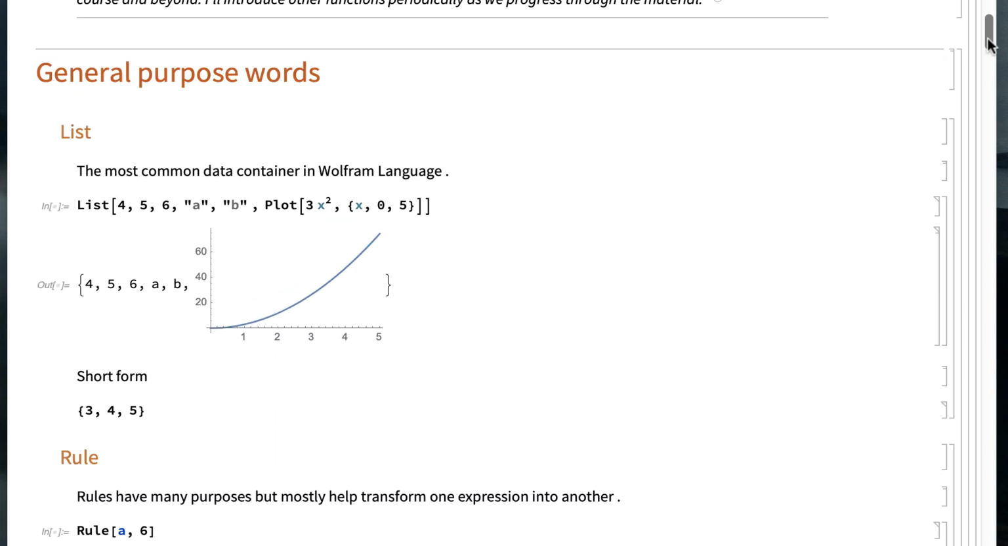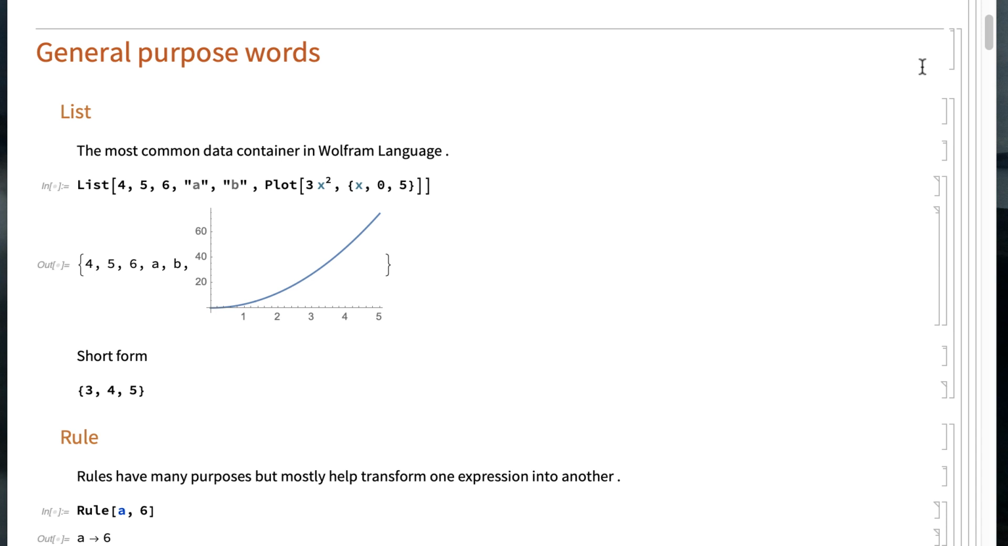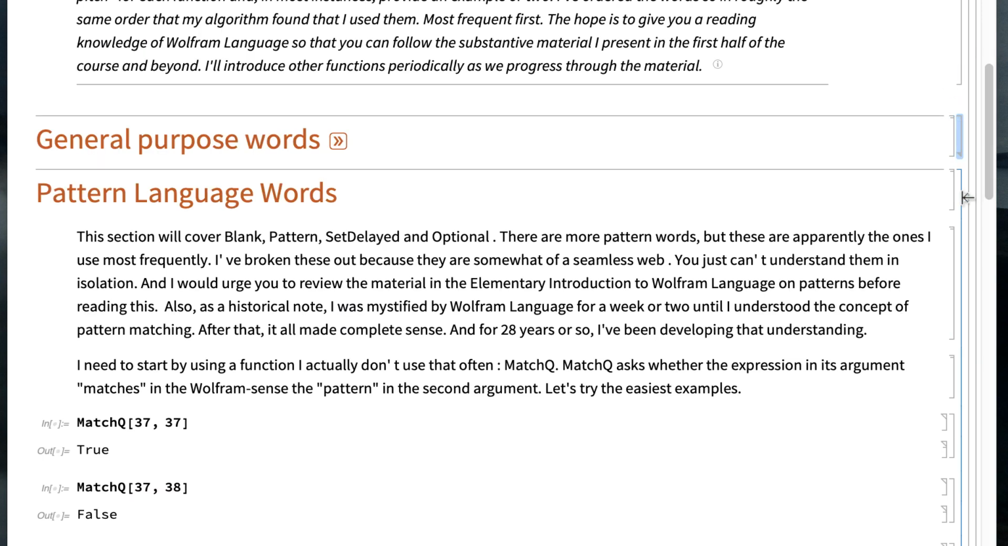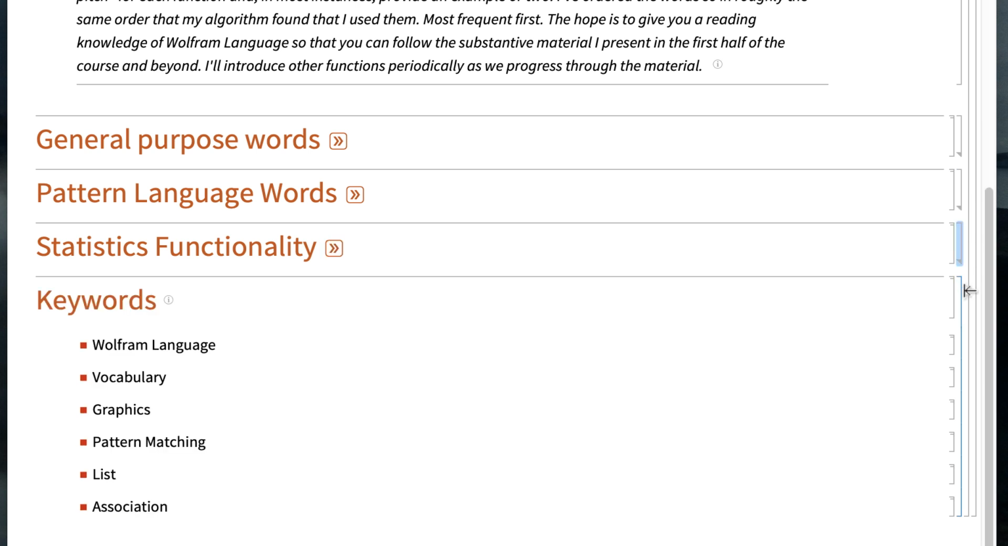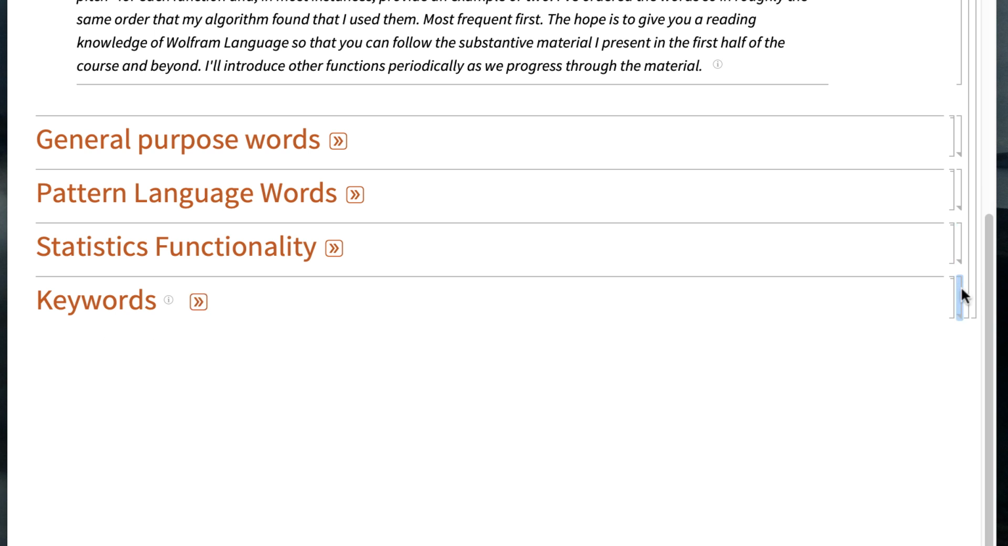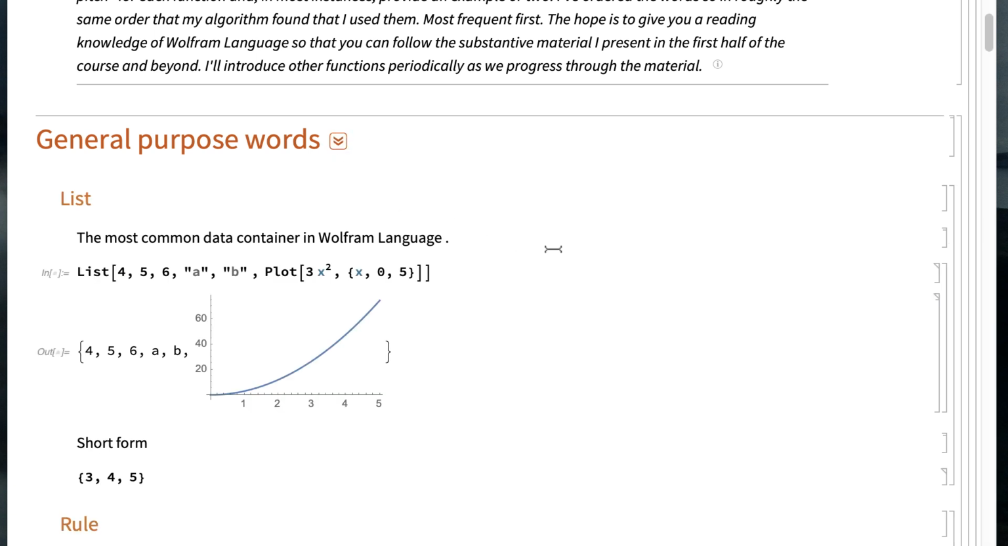All right, so I want to divide this up into a few sections. We've got general purpose words, we've got pattern language words, we've got statistics functionality, which I'll just speak on very briefly, and we've got some keywords that might help you at the end. All right, let's start with the general purpose words.